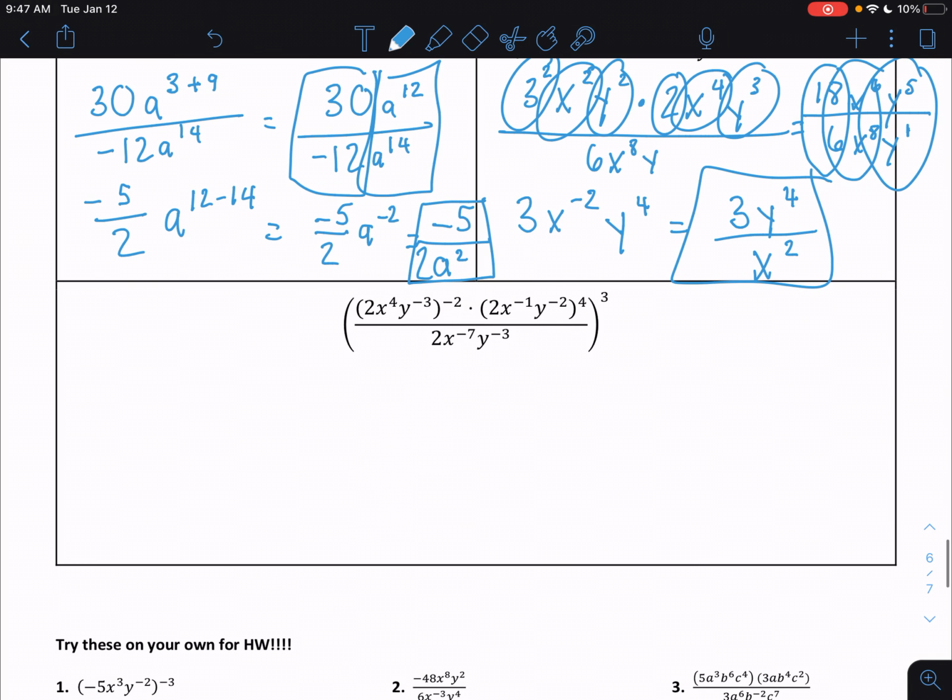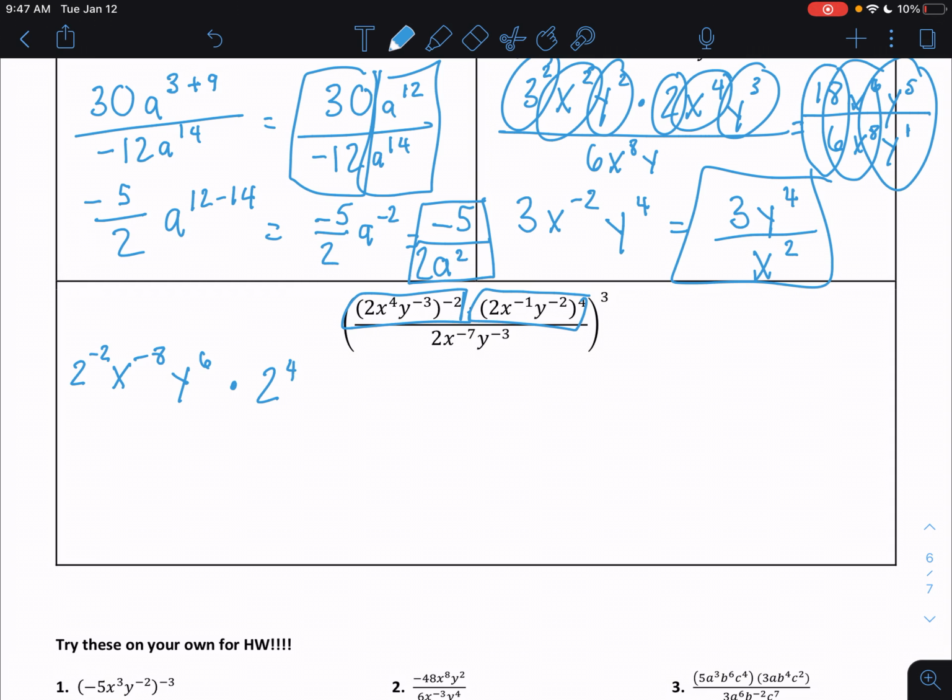Okay, we have one more. It's kind of a long one. So let's take it step by step. Let's first just look at this first part here. So we're going to have 2 to the negative 2, x to the 4 times negative 2, so x to the negative 8th, y to the negative 3 times negative 2, so y to the 6th, times, now let's just look at this part.